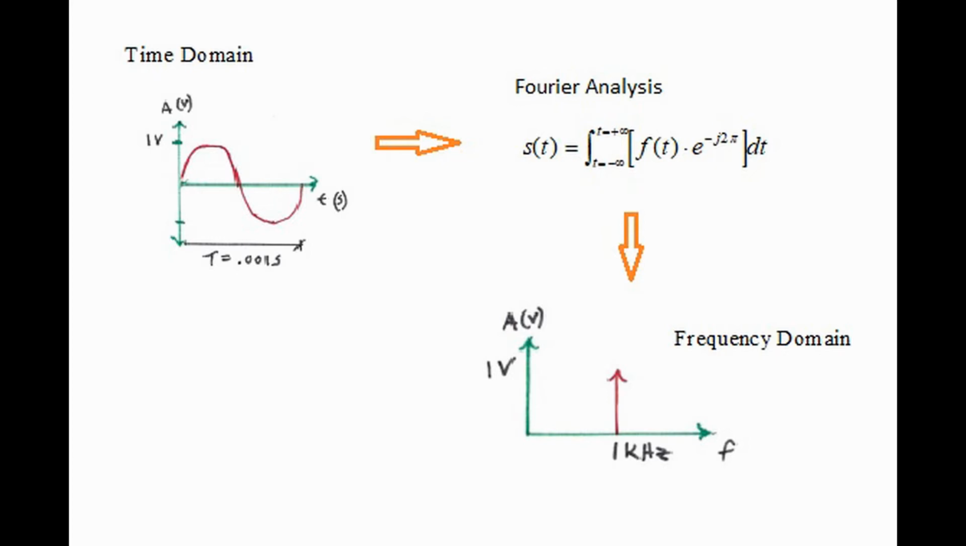To convert from the time domain to the frequency domain, it is first necessary to know the mathematical formula of the wave in the time domain. And once you know the formula, then you pass it through the Fourier transform or the Fourier analysis, as you can see in the diagram. And the result will be that out of the formula will come the frequency in the frequency domain.